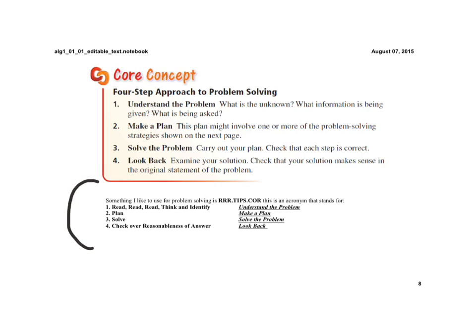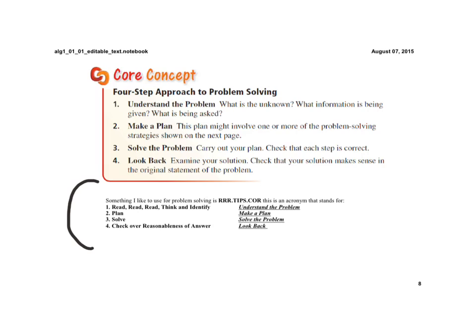It's RRR.TIPS.CORE, and it's just the acronym that we use to recall: read, think, and identify. And so we have to read the problem as many times as we need to, think about it, and identify what we need to know in order to understand the problem.